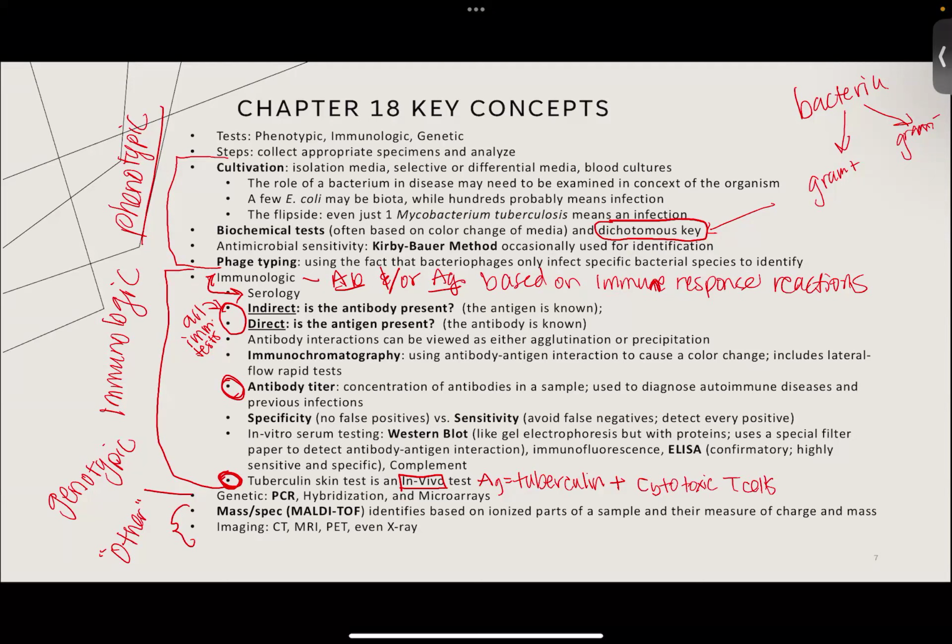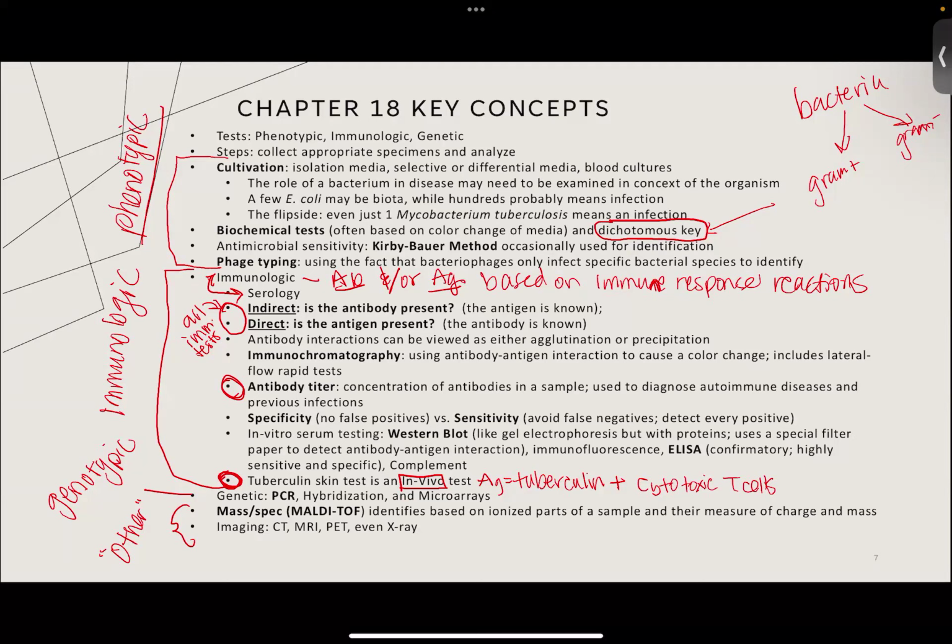All right, in vitro serum testing. We can take serum out of somebody's body and do tests with the antibody antigen response. A Western blot processes proteins in a gel very much like gel electrophoresis with DNA. So we'll spread out the proteins. They'll move to the other end of the gel based on how big they are. So larger ones move slower, smaller ones move faster. We'll separate the proteins out into these bands, and then we will use an antibody to see if the antigen is in the gel.